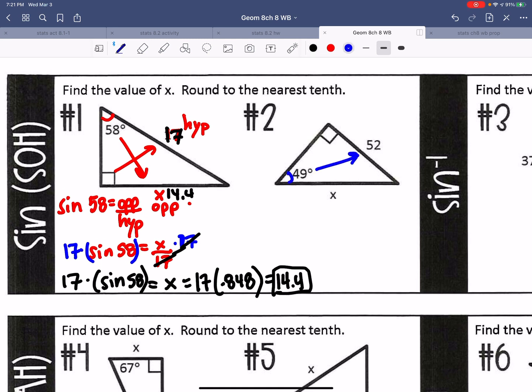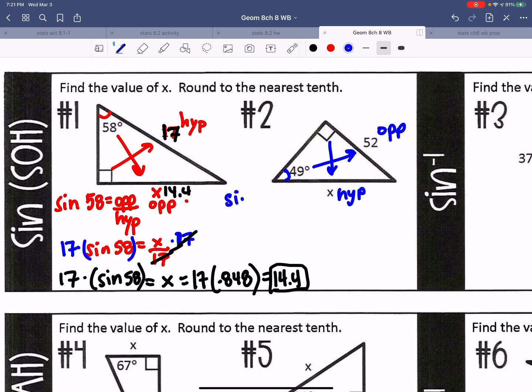All right, now what about this one? Well, if my reference angle is 49, this is opposite my reference angle, and opposite the box is my hypotenuse. So here, the sine of 49 degrees would be 52 over x. Now my x is on the bottom, and I'd like to get x by itself on one side, so I can do what we call the Lynch swap. There we go. Okay, so x is equal to 52 divided by the sine of 49.